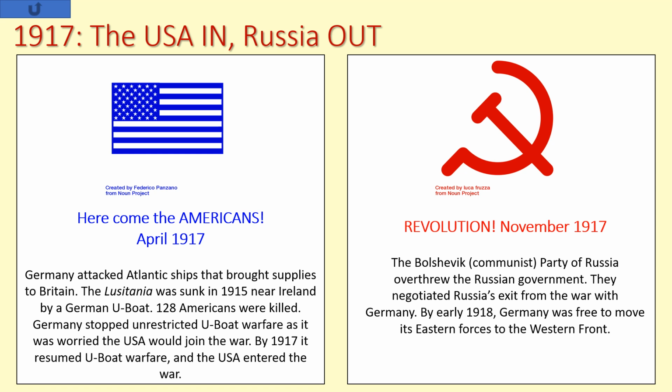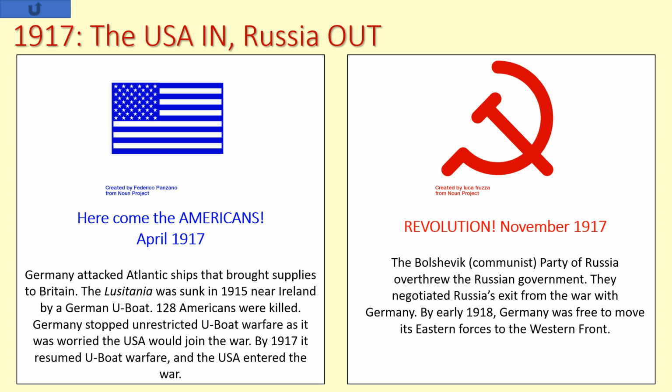This meant that Russia was now looking for a path to leave the war, because the communists, also known as the Bolsheviks, had made it clear that they believed Russia should be out of the war. They believed they should have no part of it whatsoever.